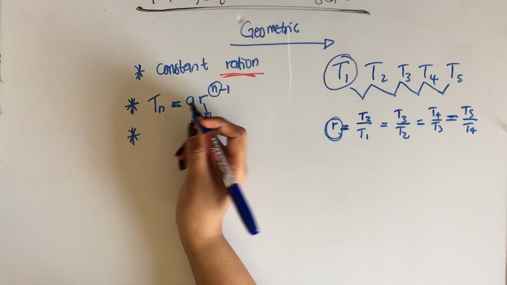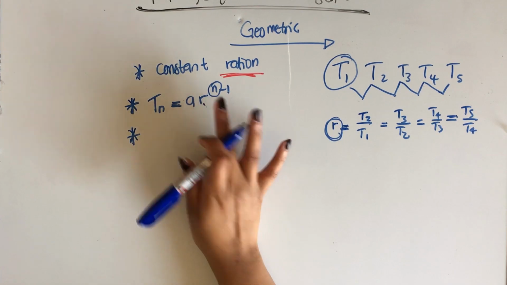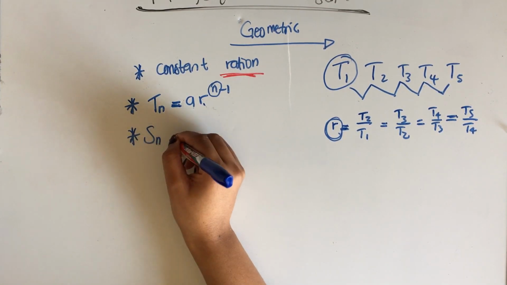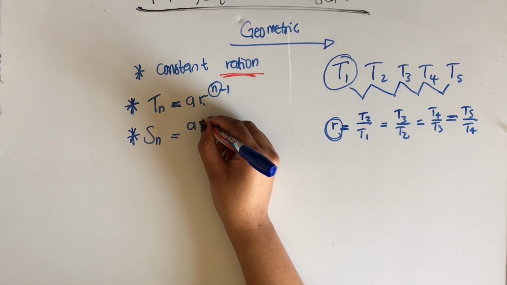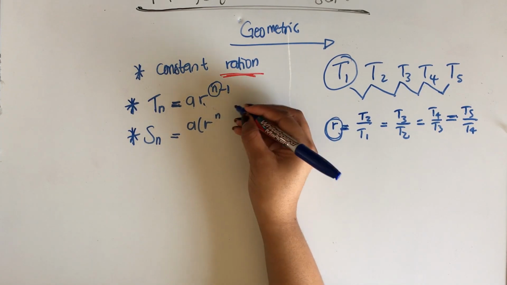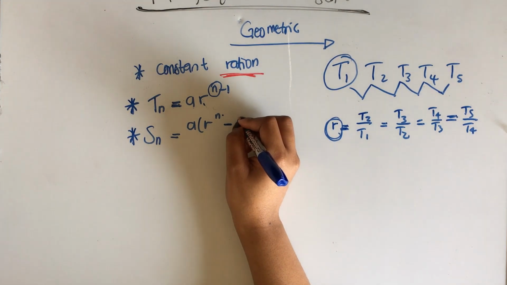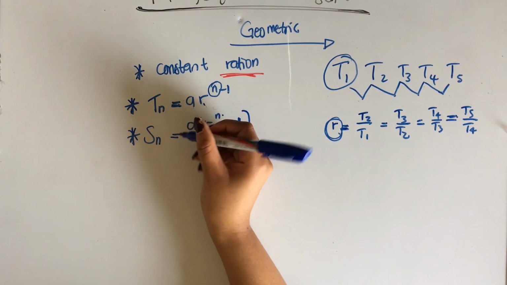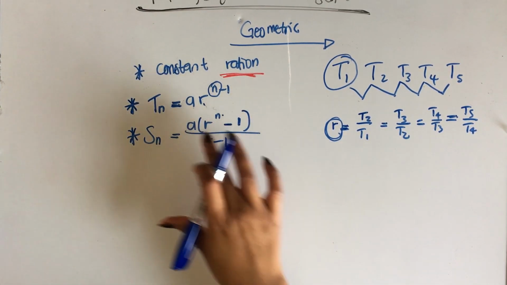Terms, right? So now for the sum of terms, this is the equation that you are going to use. It's going to be S_n equals a times r to the power of n, minus 1, over r minus 1. All right, this is the first one.